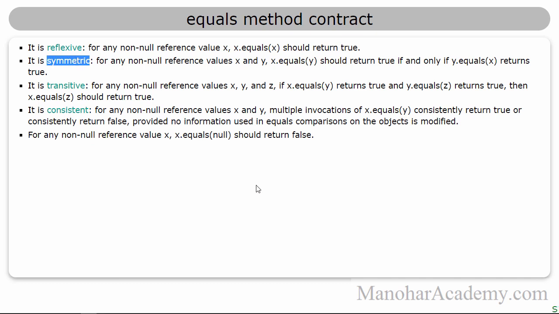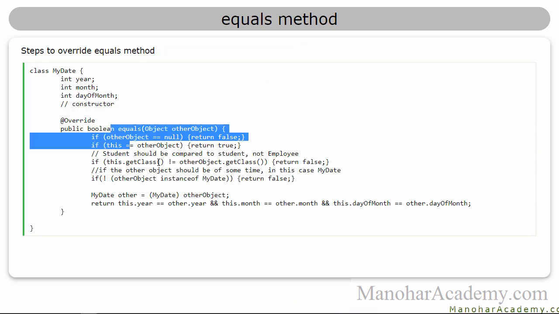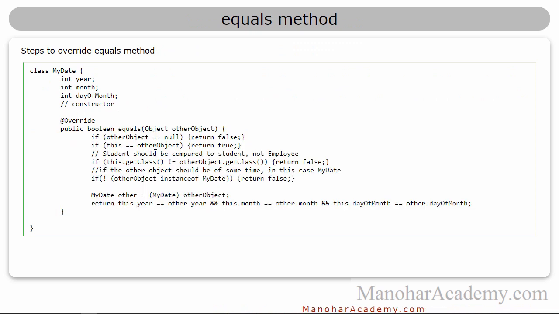Symmetric. So if x equals y, then y should equal x. Transitive. That is, if A equals B and B equals C, then A should also equal C. Consistent. It should always be consistent. That is, as long as the state doesn't change, it should return the same values. Also, null values should be treated appropriately. So if you are passed a null, then you should return false. This particular implementation here takes care of all those things.